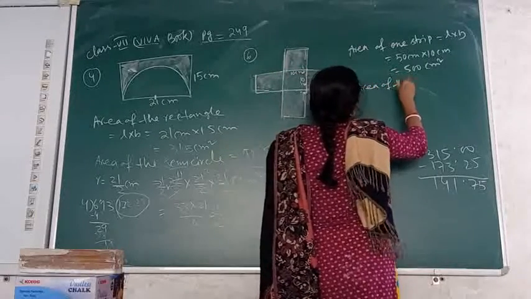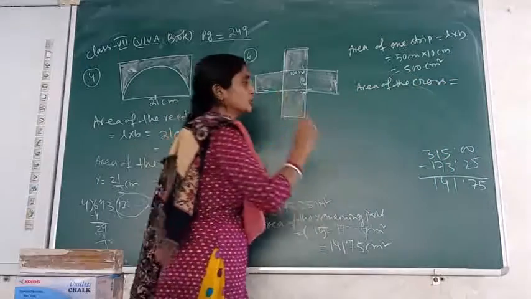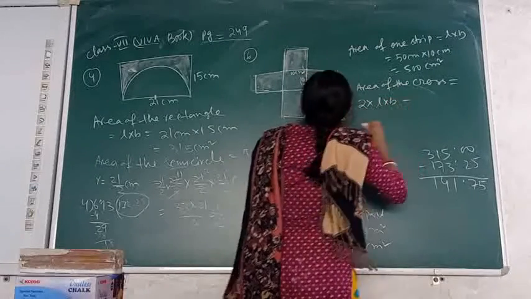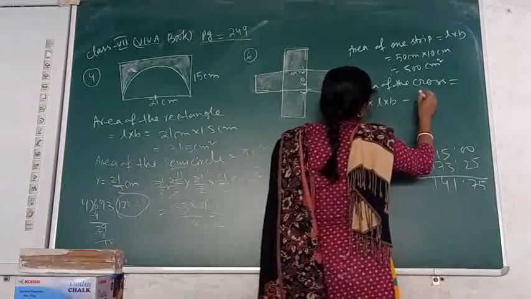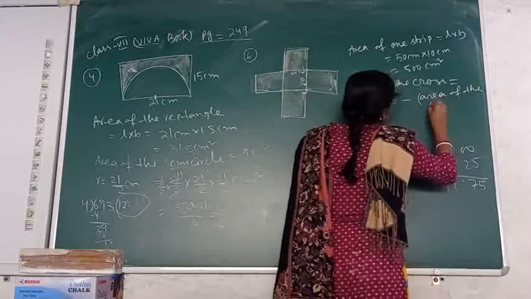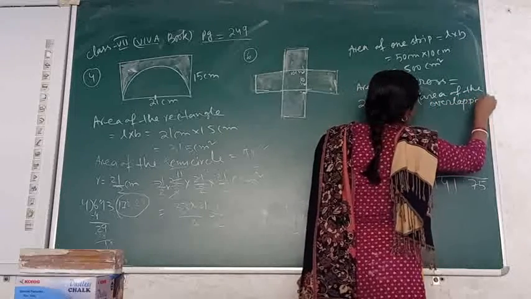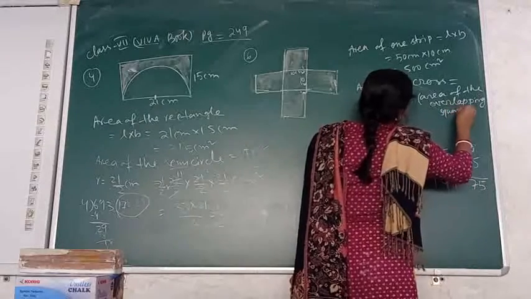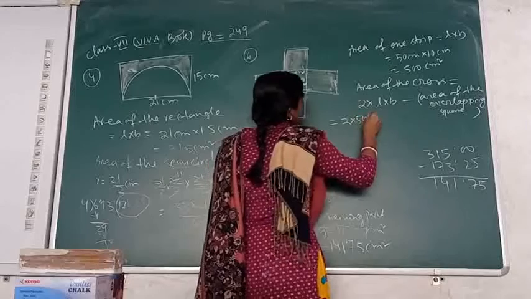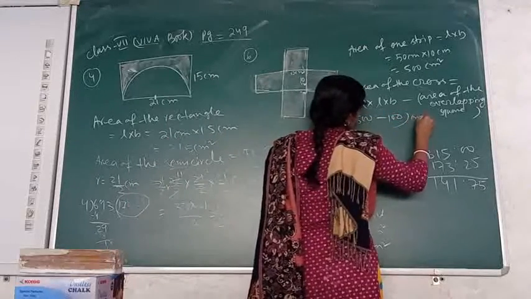Area of the cross equal to what will it be? The sum of the two rectangles. Yes, 2 into A into B, minus that area we are going to find. We are going to subtract here the area of the overlapping part, the overlapping square. Okay, so let's go for this. It will be 2 into 500, and that one is 10 into 10, which means 100. That much, what? Centimeter square.